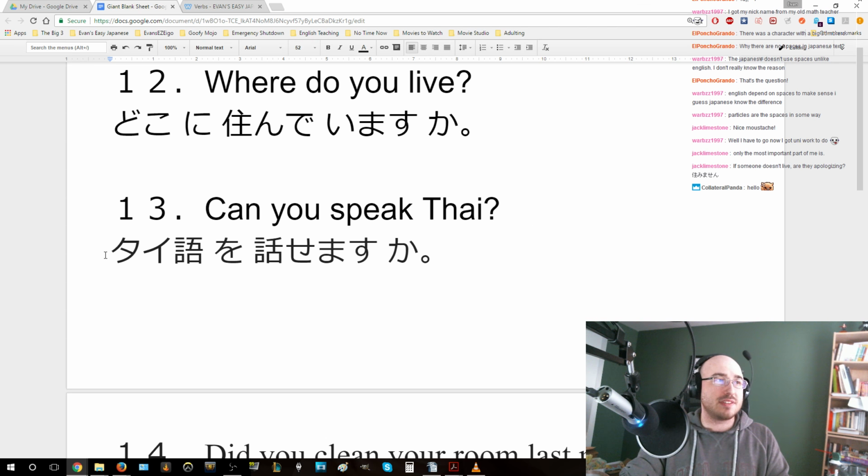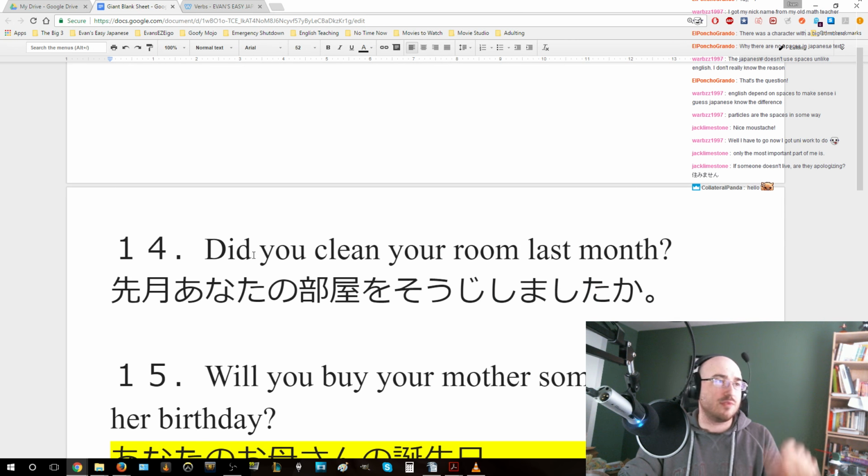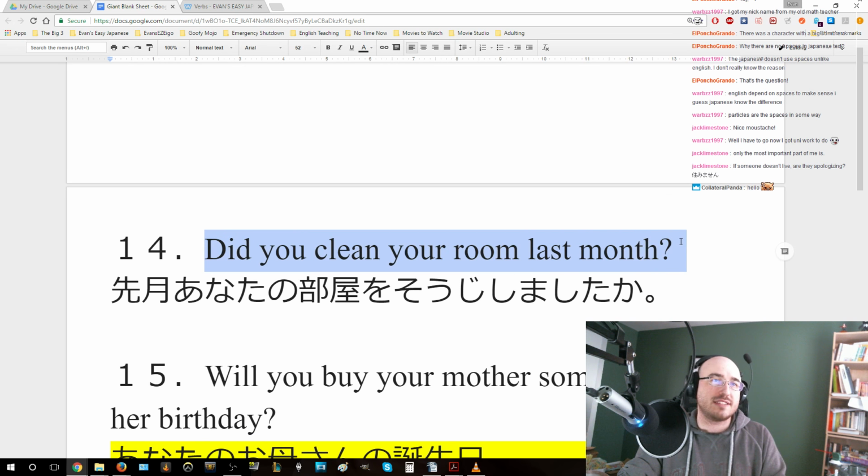Can you speak Thai? Once again, Taigo o hanasemasu ka, Taigo ga hanasemasu ka, Taigo wa hanasemasu ka. I've already explained the difference between those three particles. Not a huge difference. 14. We only got 2 more to go. Did you clean your room last month? We got some low expectations.